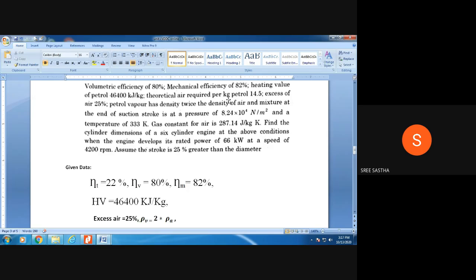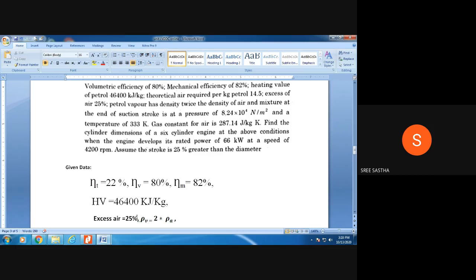Theoretical air required per kg is on a theoretical basis, not practical. When you are driving a motor vehicle, for 1 kg of petrol you will not use 14.5. It may be either more or less. In the theoretical calculation, we are putting 14.5. If I am operating in this condition, with no emission, my efficiency will be good. Then excess of air: compared to this, I am using 25% more air.